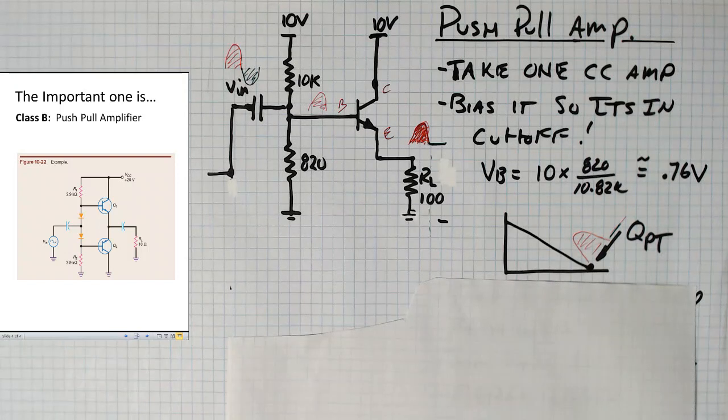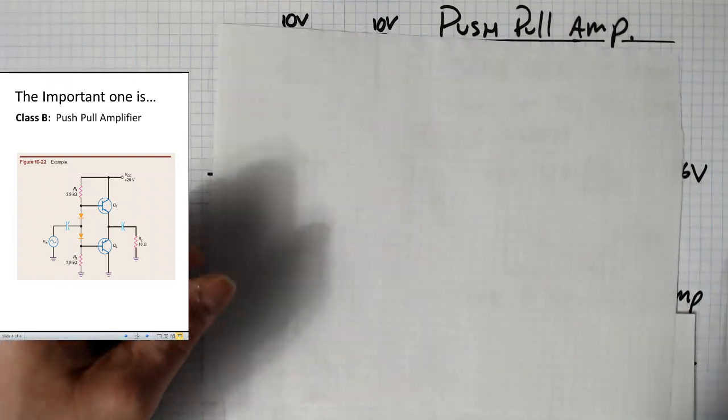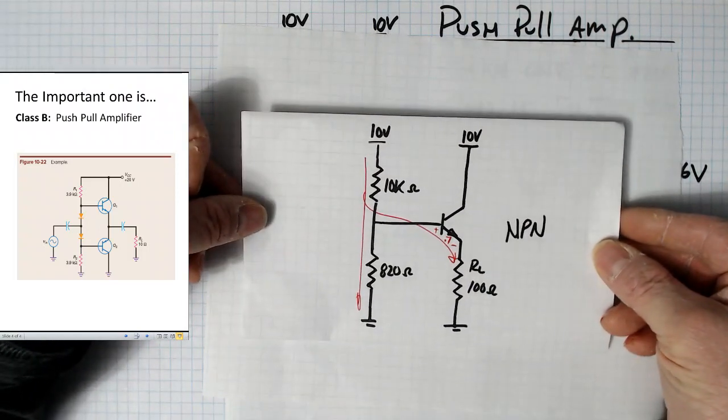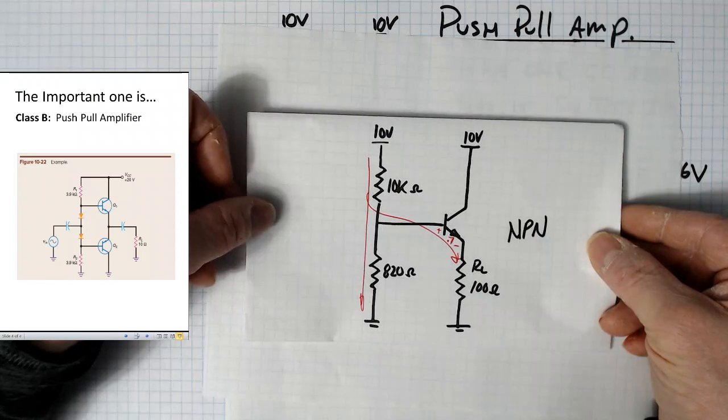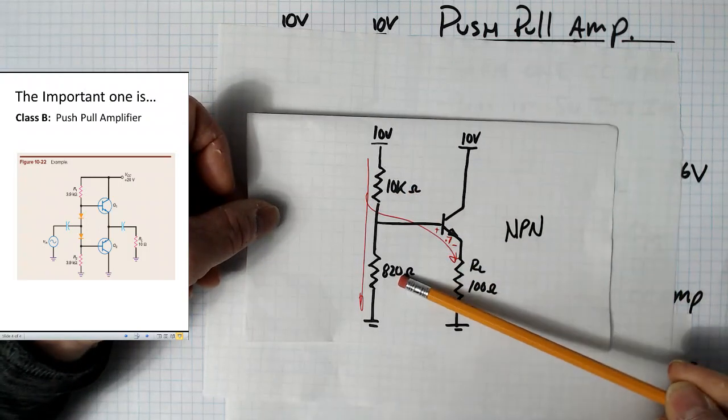Now what we want to do for the push-pull is take a second CE amp using the other kind of transistor. Well, how do you do that? Let me just take a look here. We haven't dealt with the other kind of transistor much. So if you're thinking about the other kind of transistor, this is how you should think of it. This is our standard NPN transistor to make a common collector, and you can see that the 10K is up here and the 820 is down here.